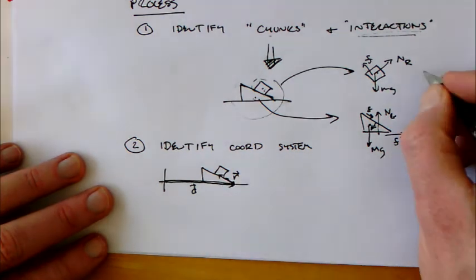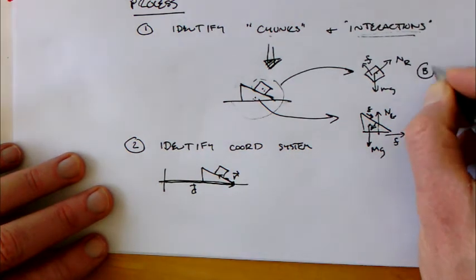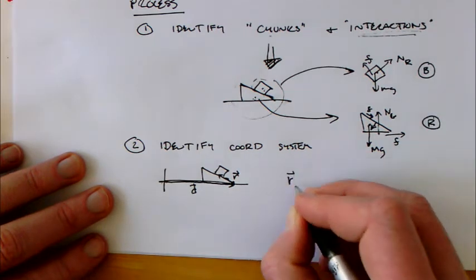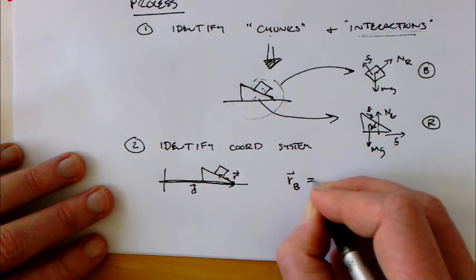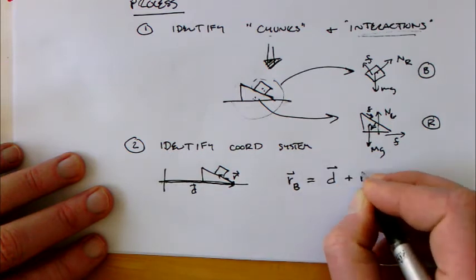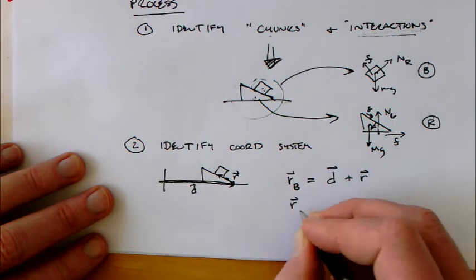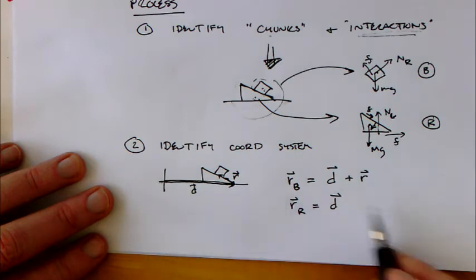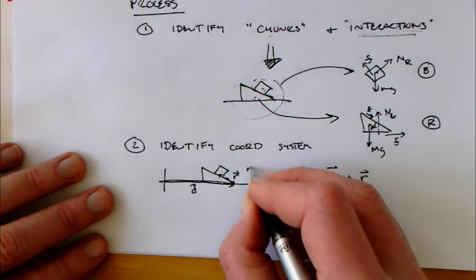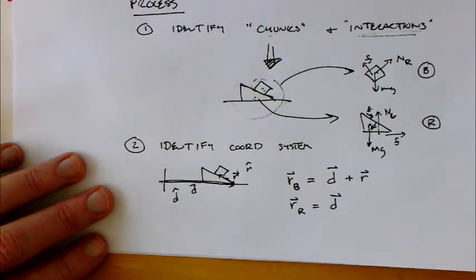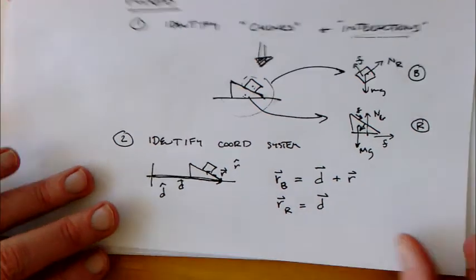So I could actually talk, if I talk about the block as being B and the ramp as being R, then the position of the block is d vector plus r vector, and the position of the ramp is simply d vector, right? So I've defined a coordinate system, I've defined effectively some unit vectors, right? There's an r hat vector, there's a d unit vector, there's a z hat unit vector. So I've got my coordinate system defined at this point.